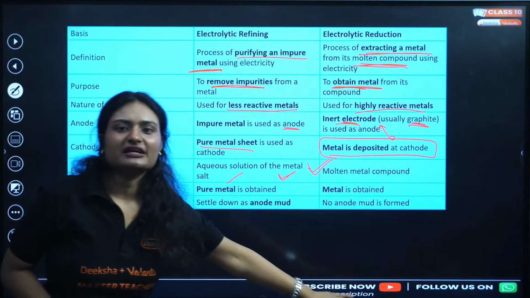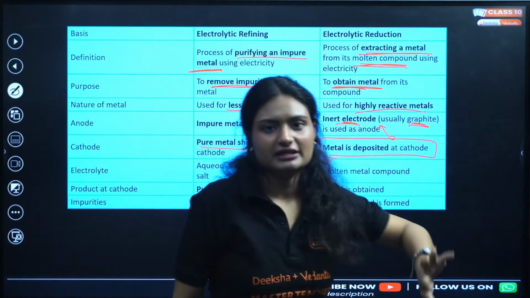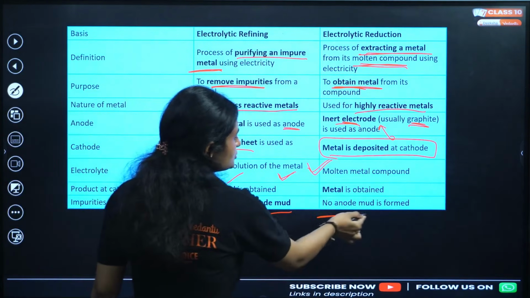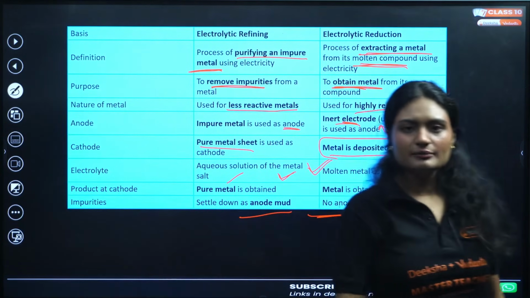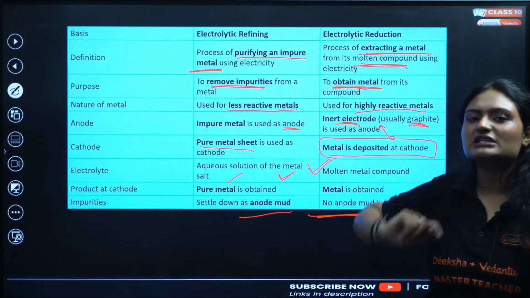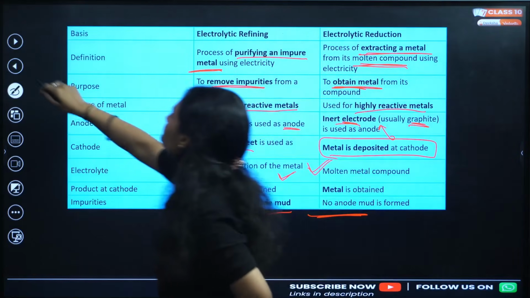After extracting the metal using electrolytic reduction, then you will refine it, right? And last, there is anode mud. In electrolytic reduction there is no anode mud because we are extracting metal from the ore, and in electrolytic refining we are removing the impurities. So impurities will be there as the anode mud.